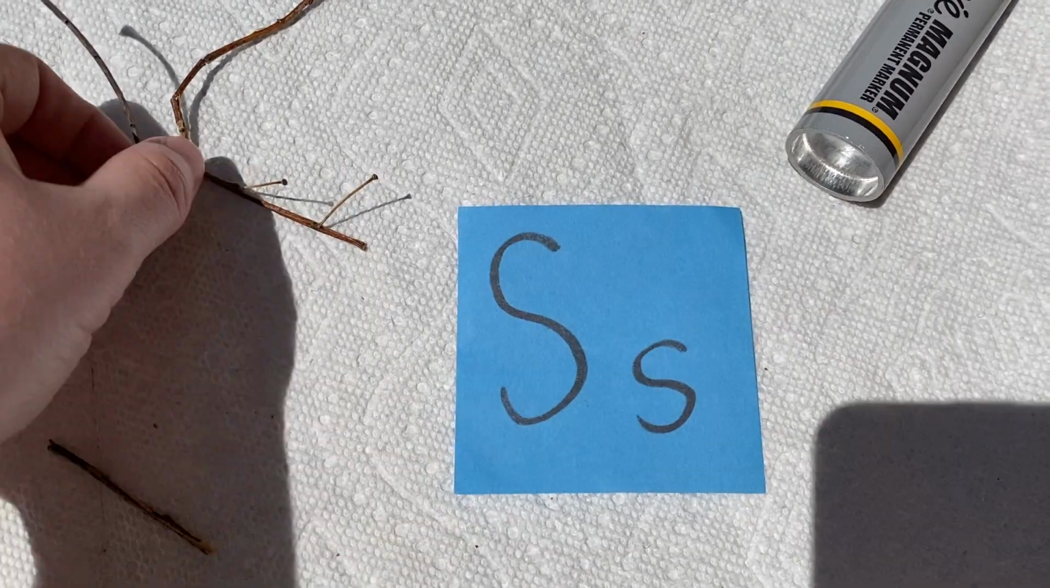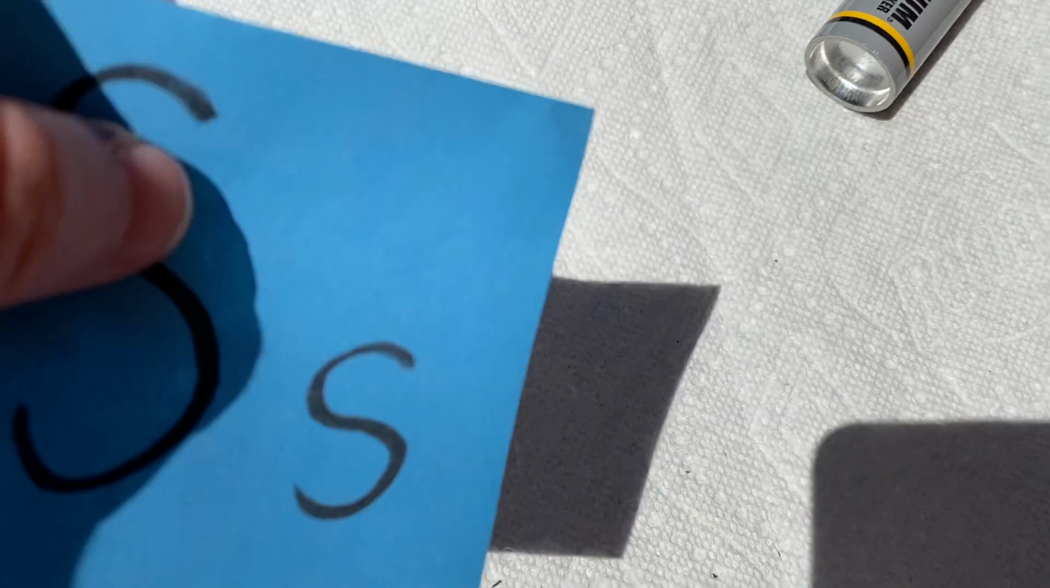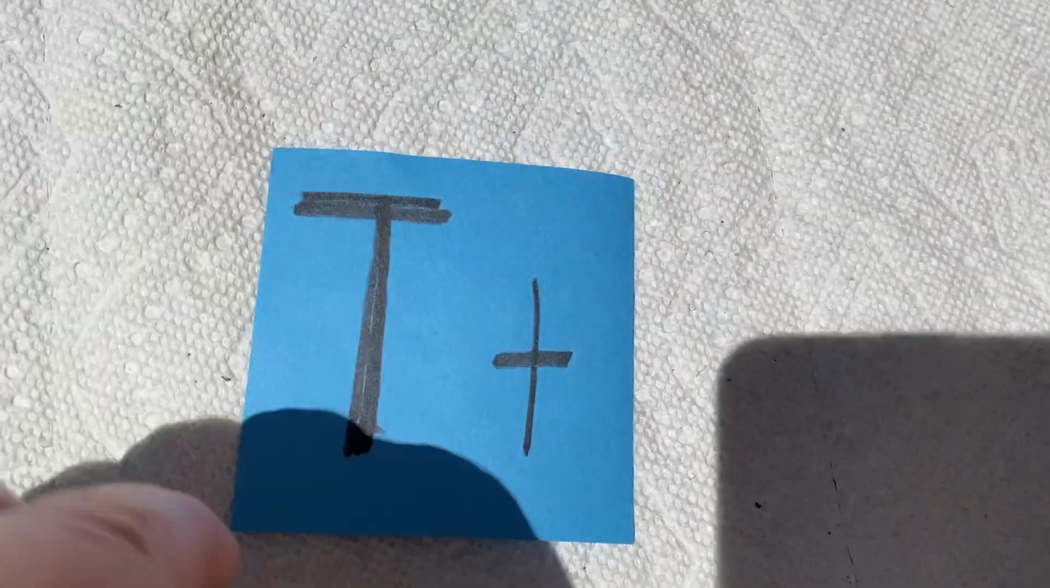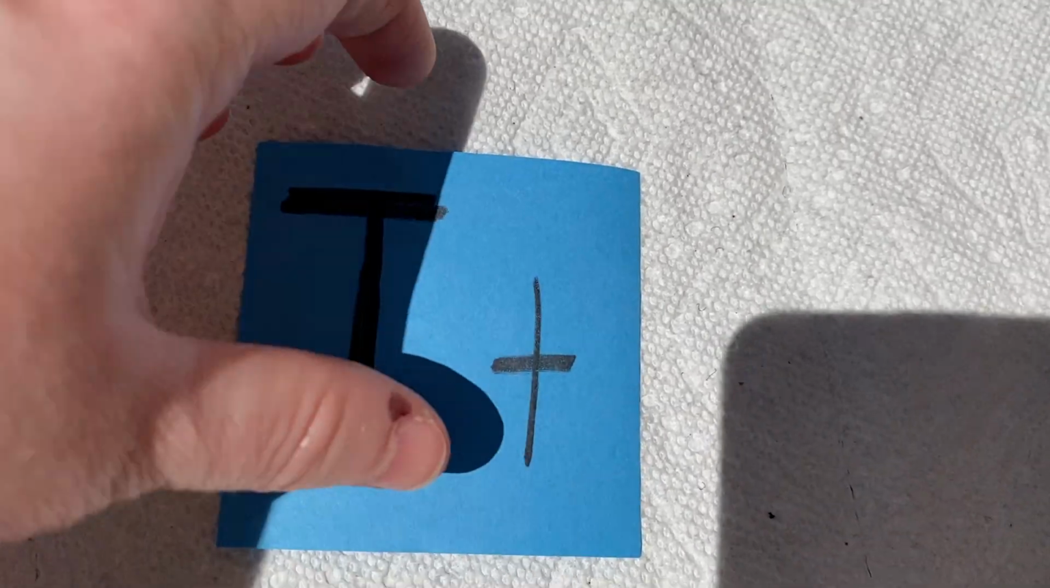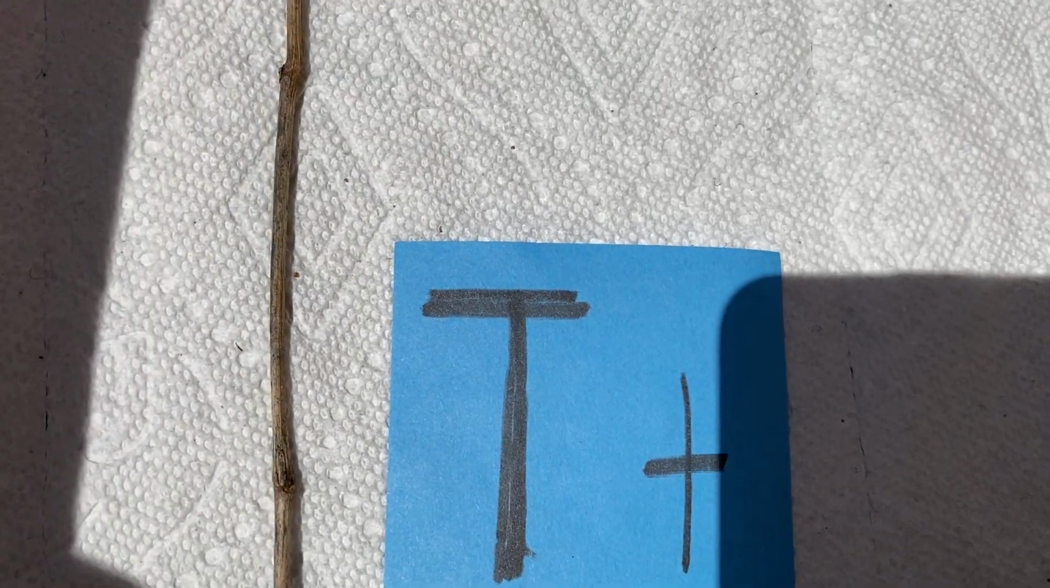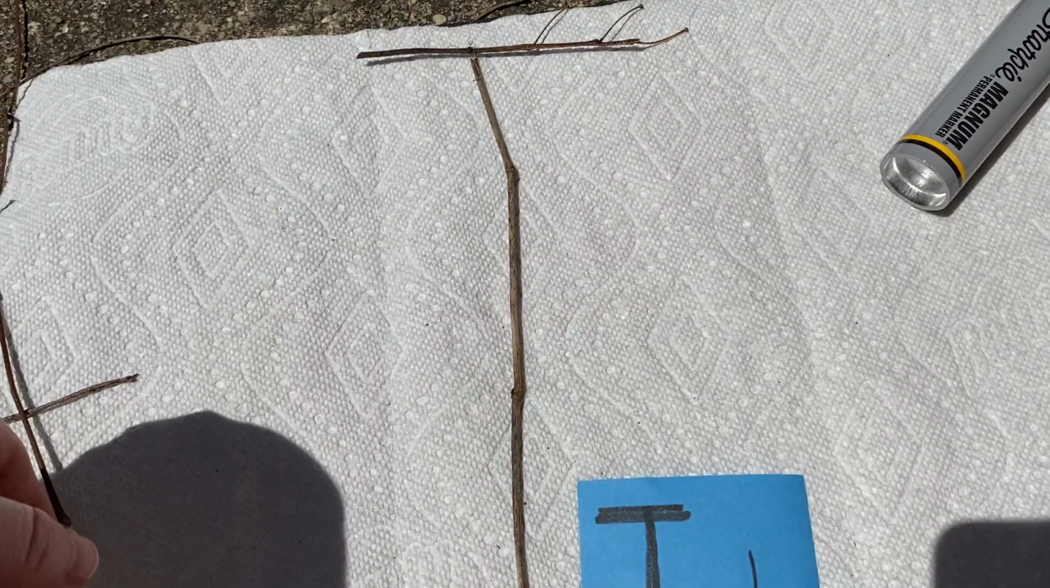Now the next letter we will make is the letter T. A T is pretty easy. All you need is a straight stick. And I think I'll use this one as our straight stick because it's easier to see. And a flat stick. Look at that, friends. It's easy.